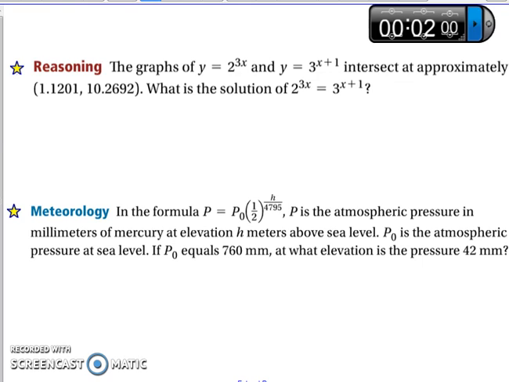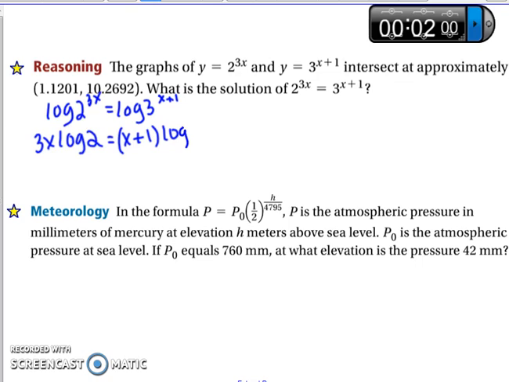So because I have my exponentials, I'm going to take the log of both sides first. So I'm going to do the log of 2 to the 3x equals log of 3 to the x plus 1. Since I have logs, I'm going to bring my exponents down in front. So I end up with 3x log 2 equals x plus 1 log 3.